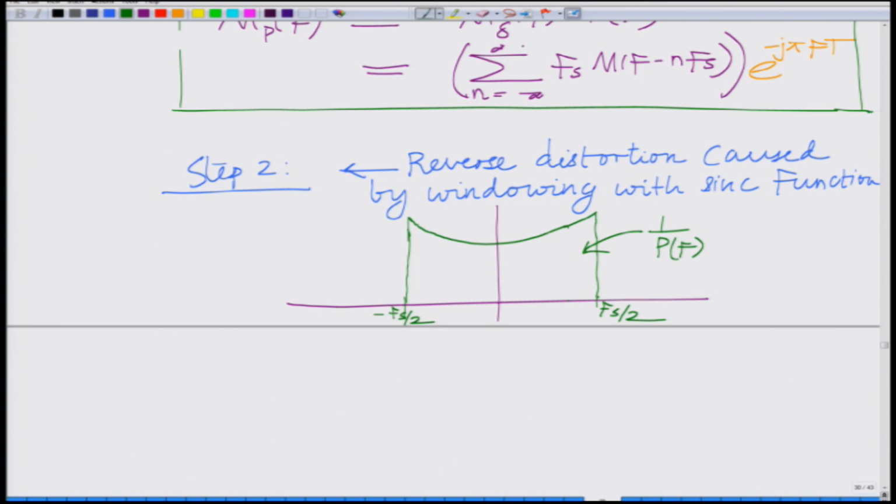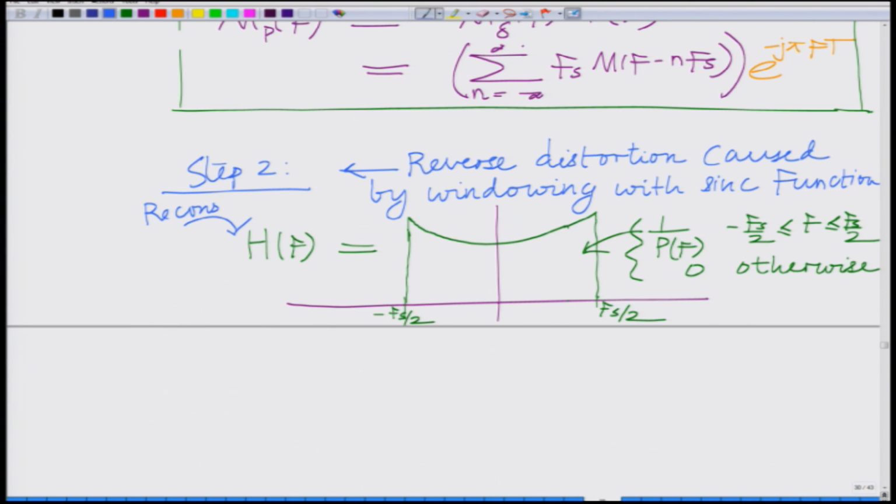So, this is your 1 over Pf in minus Fs by 2 less than or equal to F less than or equal to Fs by 2 and 0 otherwise, because we do not care about the reconstruction in the outside band, alright. We only want to reconstruct the center band or the component around the 0. So, this is your reconstruction filter. If you call this H of F, this is basically your reconstruction filter, or we can call it the equalizer.